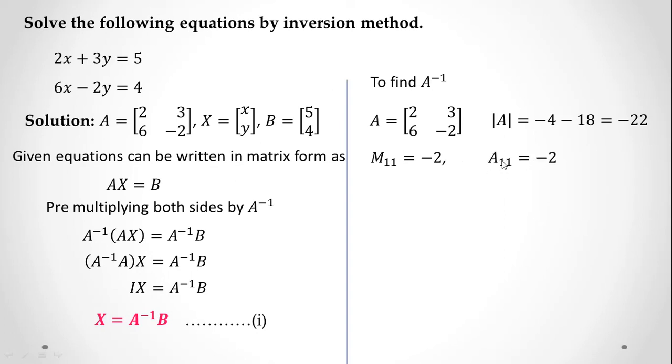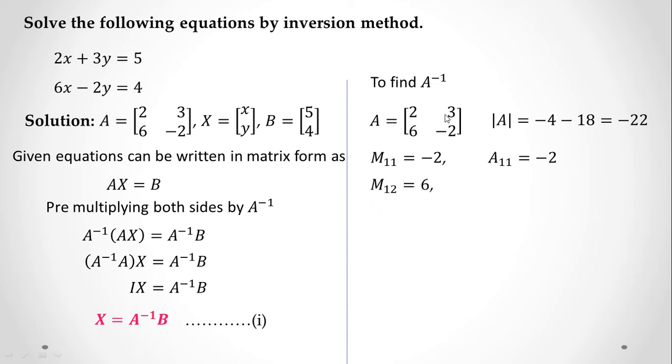Then cofactor A11 is also minus 2, because you know the formula for cofactors: minus 1 raised to 1 plus 1, that is minus 1 raised to 2, which is plus 1. So plus 1 into minus 2 is minus 2. So the minor is minus 2 and the cofactor is also minus 2.